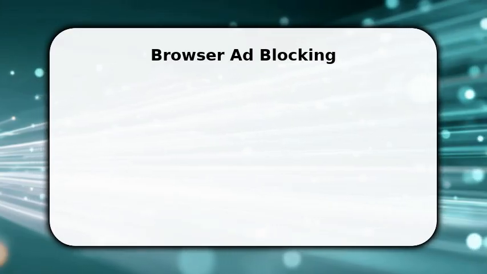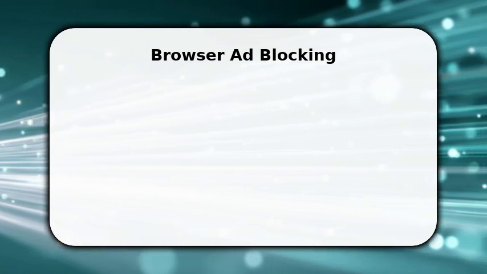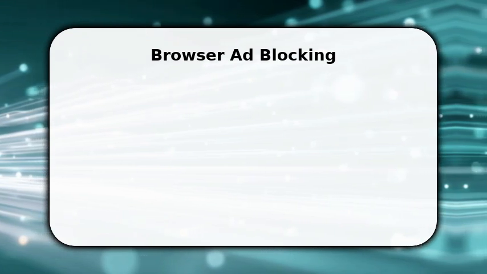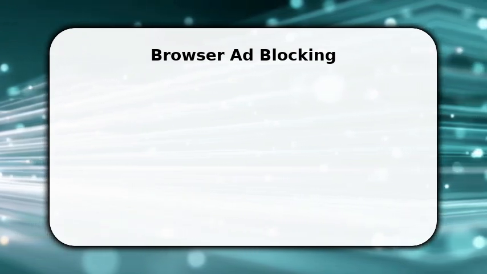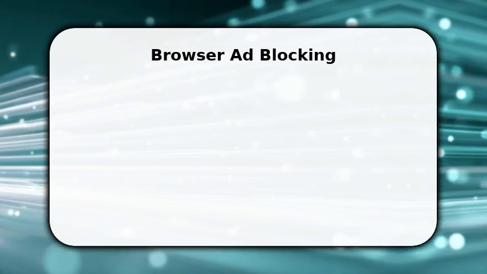Start by configuring your web browser to block ads and trackers by default. Install one content blocker extension like uBlock Origin to block over 90% of ads. Enable built-in pop-up blocking and tracker prevention in the browser settings.